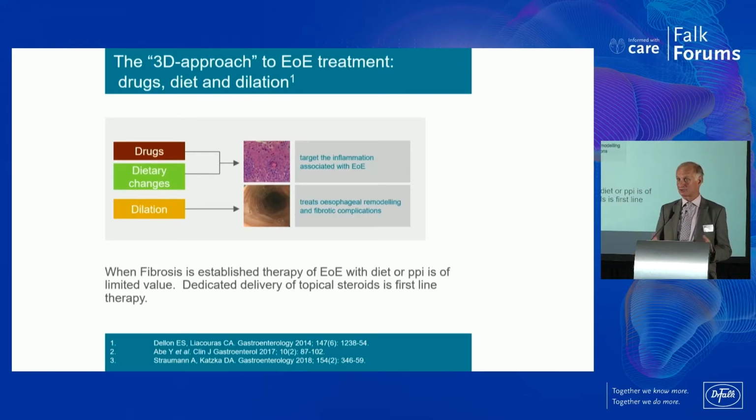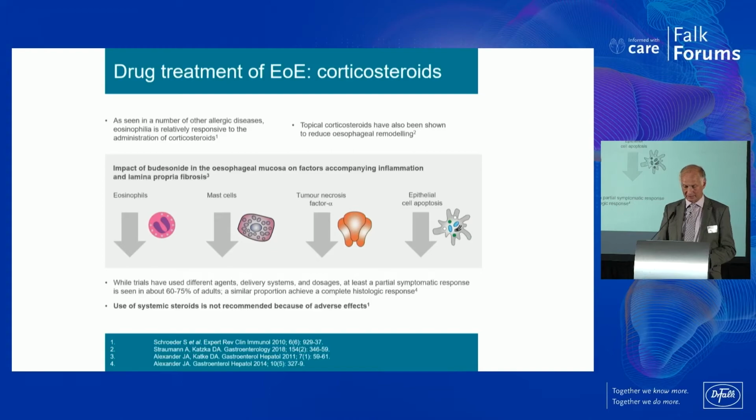I briefly just want to go through the therapy of EOE in relation to food bolus. Traditionally, we say there's diet, drugs, and dilatation therapy for EOE, but the drugs and the diet generally only treat the inflammatory component, and diet is no good for treating the fibrotic component. Likewise, PPIs are no good for treating fibrosis. So in a patient with a food bolus obstruction, the first line therapy should be a dedicated topical steroid, and I'm going to give you a little bit of detail about that.